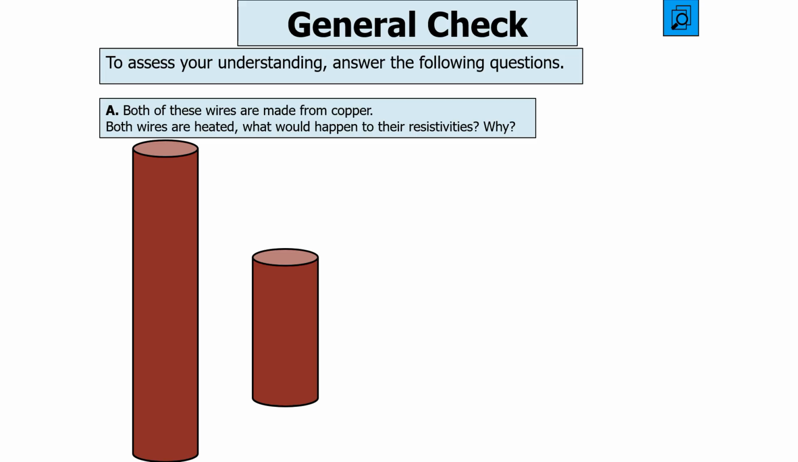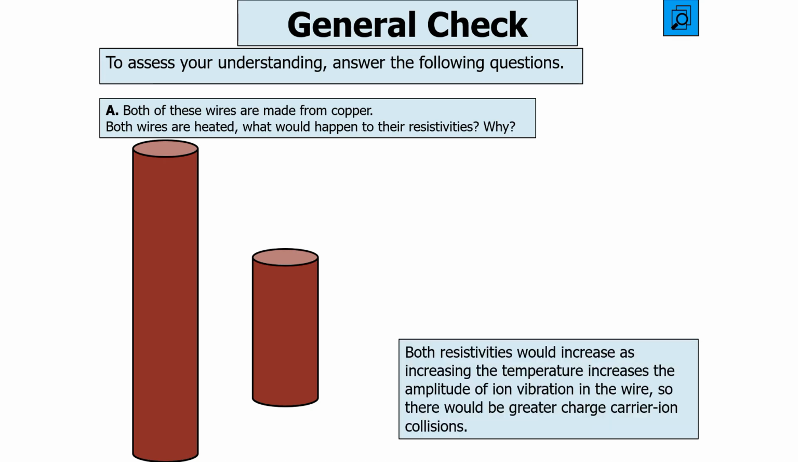So pause the video now, then unpause the video when you want to go through your answer. Now both resistivities would increase, as increasing the temperature increases the amplitude of ion vibration in the wire, so there'd be a greater frequency of charge carrier ion collisions.